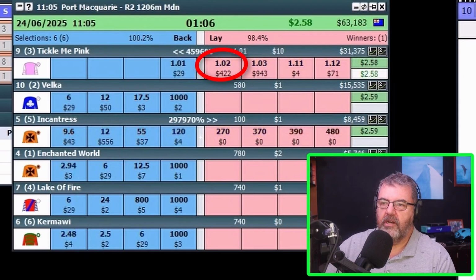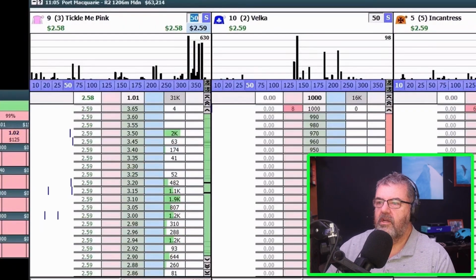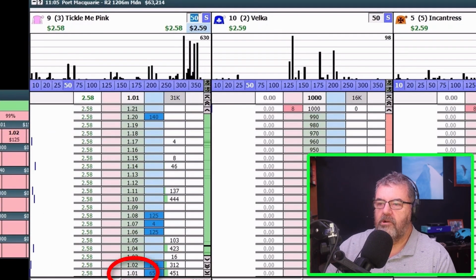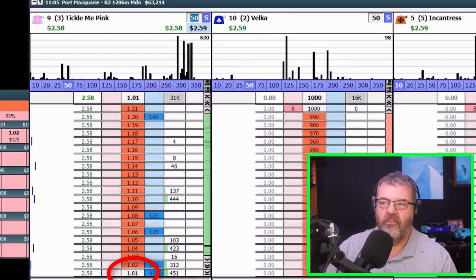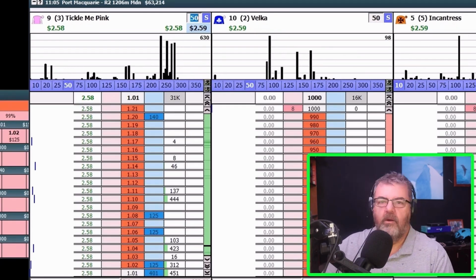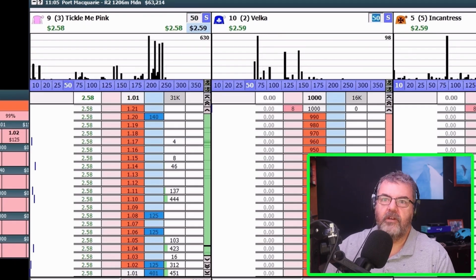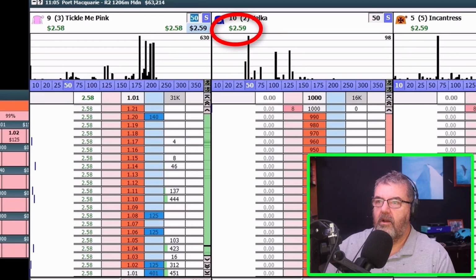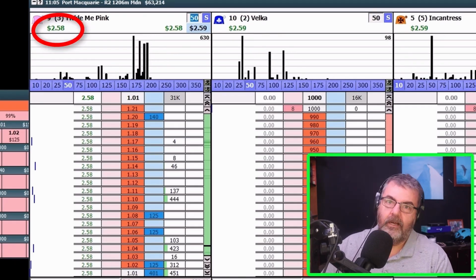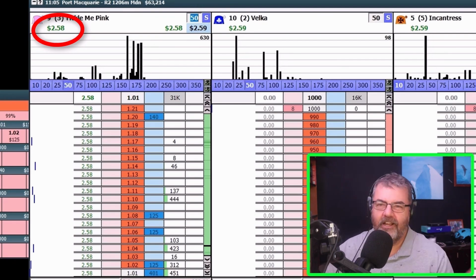You can see here it's trading at $1.01, $1.02, which means way down here is where it's trading, which means the favourite did win the race, which is actually a 1 cent difference to me. So instead of getting the $2.59, yay, I only get $2.58. Damn. Okay, so that's that.